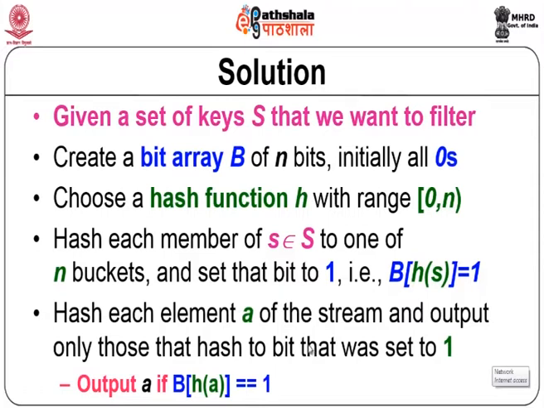Therefore, you can take a set of elements from the given stream and consider element by element with respect to the given hash function, and output only those elements that hash to a bit that was set to 1. So, if the output of the hash function h of a is equal to 1, then that particular element a will be considered, else the element a will be ignored.